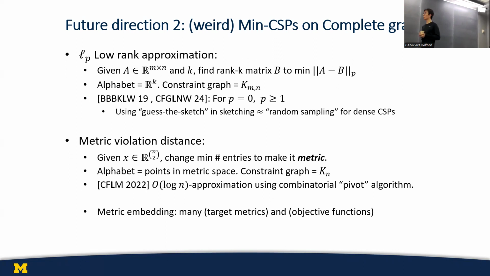Good. Yes, it's known that if k is a constant, there is a PTAS whose running time is exponential in k. I think it's 2 to the k times a polynomial in n.